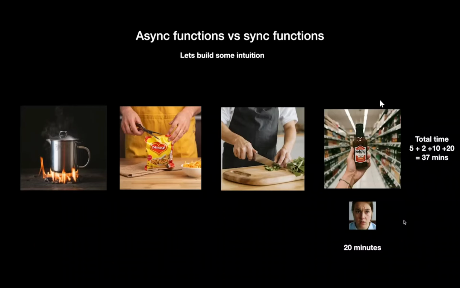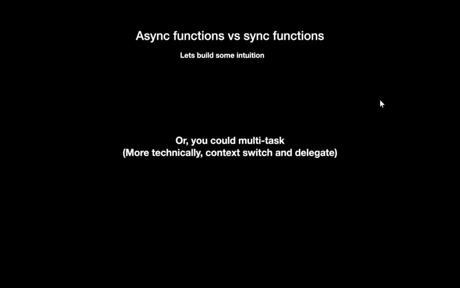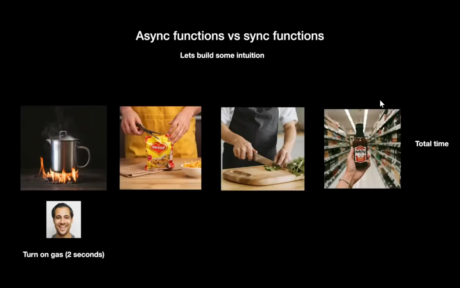Now let's look at how you would do the same thing if you were allowed to parallelize somehow, if you could do some asynchronous things. Or could you multitask? More technically, could you context switch and could you delegate your tasks? Let's see. This is a happy person now. He is open to parallelizing creation of Maggi. He is open to context switching.